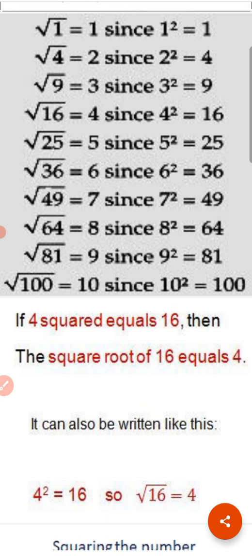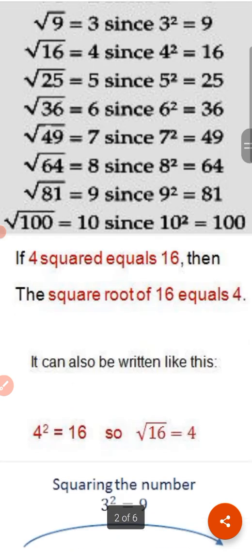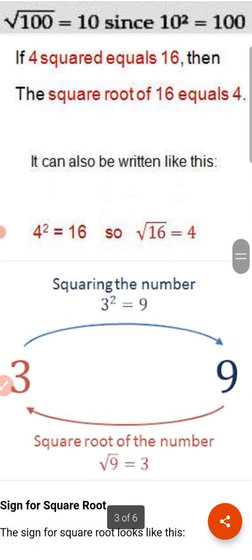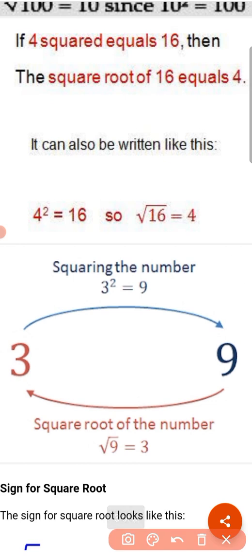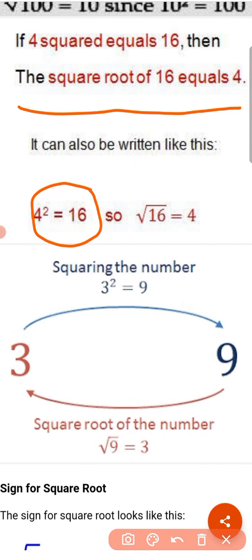If 4 squared equals 16, then the square root of 16 equals 4. That is the inverse operation. Children, if 4 squared equals 16, 4 squared can be written like this. The square root of 16 equals 4 can be written like this.